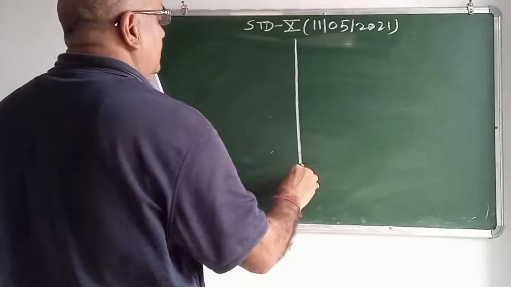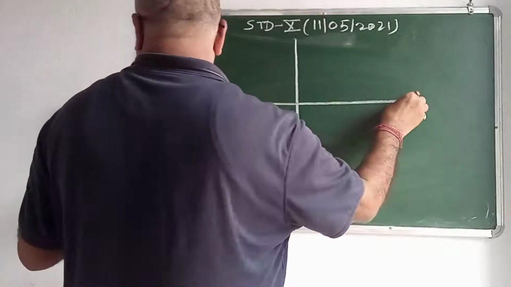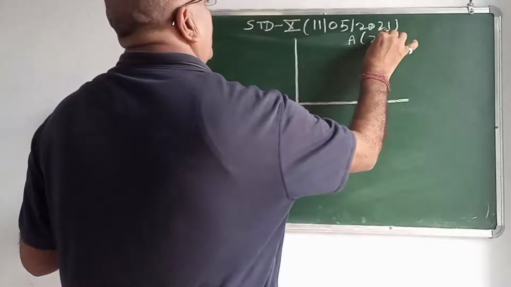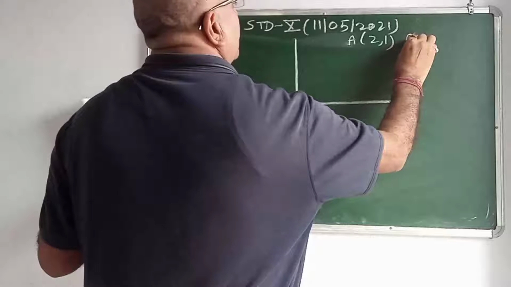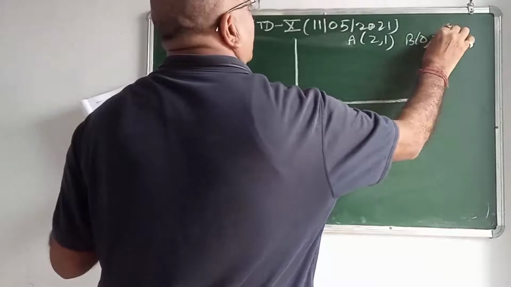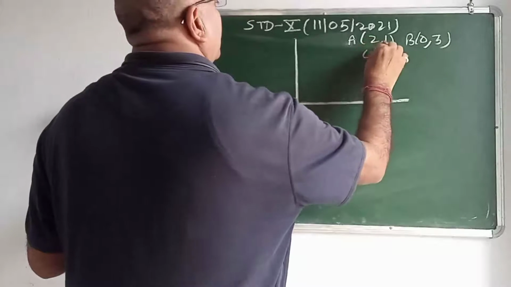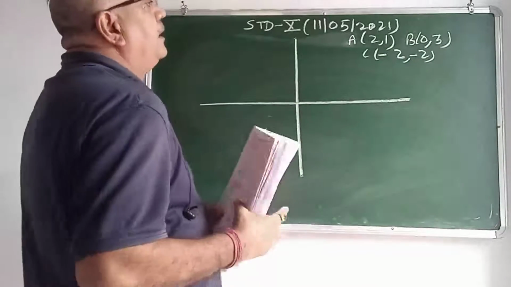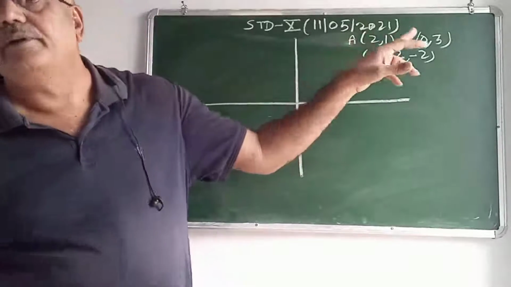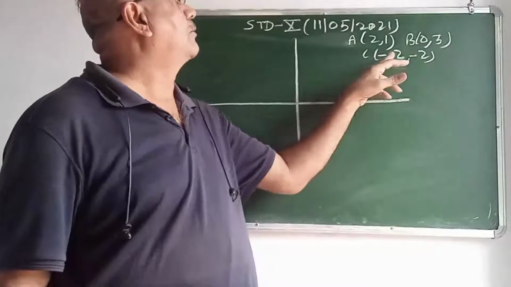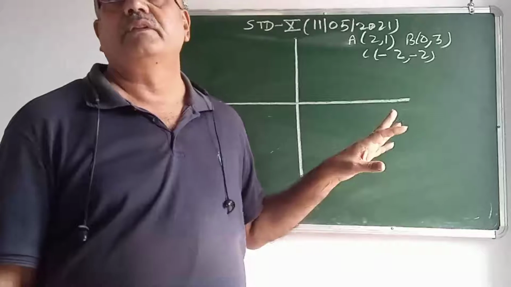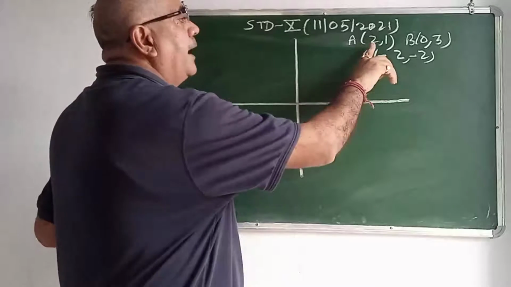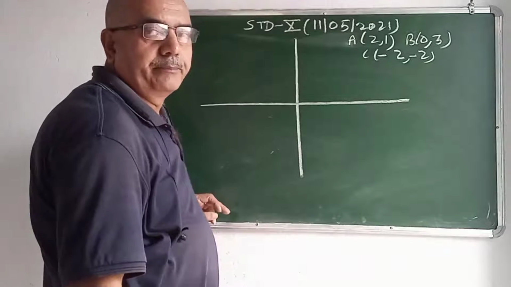This one. A is (2, 1), B is (0, 3), and C is (-2, -2). These three coordinates are given, and now they are reflected. So first of all, we have to locate these points on the graph paper.